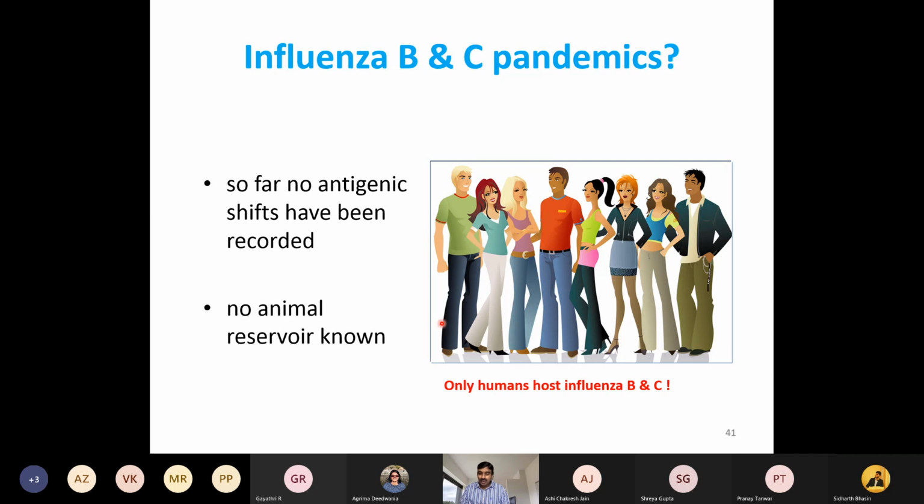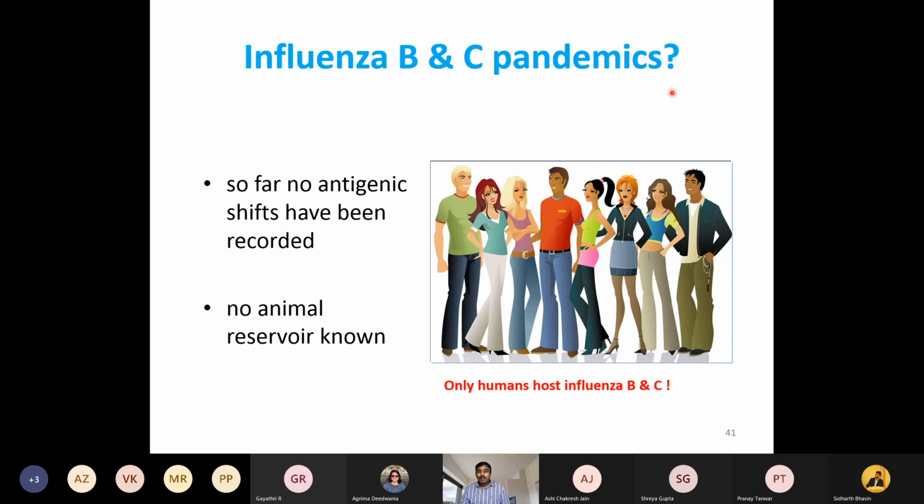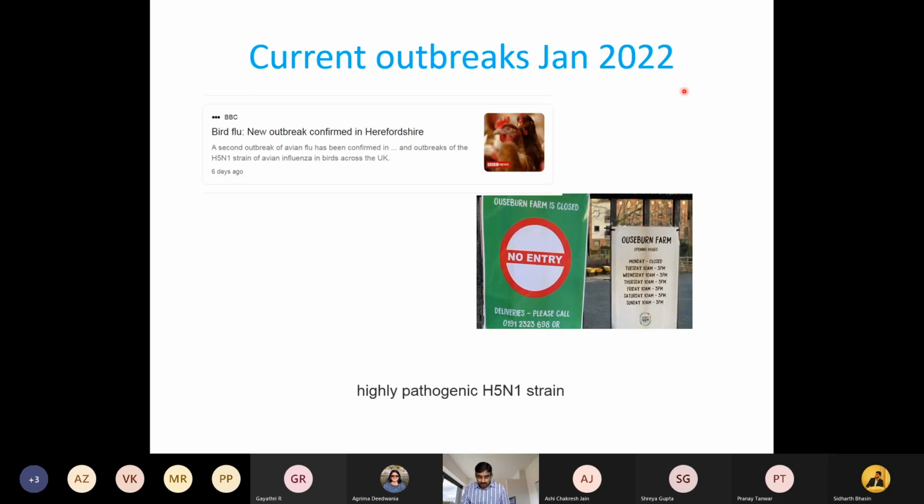If you don't have the animal reservoirs, everything comes from humans, and you don't have the new H and N configurations for the shuffling. If everything is in one host, then the shuffling is less, because it will be only drift and there's very little chance of shift or reassortment. So that's why it's primarily only in humans. That's why there are no pandemics with influenza B and C.